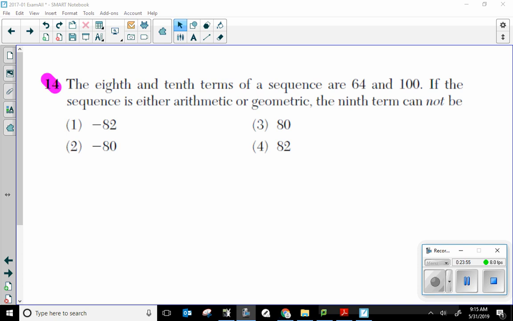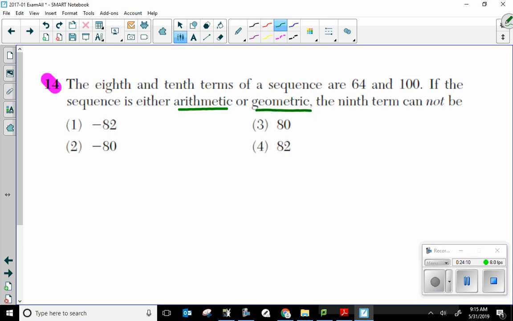Number 14. The 8th and the 10th terms of a sequence are 64 and 100. If the sequence is either arithmetic or geometric, it can be either one, the 9th term cannot be. 3 of these terms, either negative 82, negative 80, 80, or 82, can actually be the 9th term in the sequence between 64 and 100, either arithmetic or geometric. One of them cannot work for either one. All right, so let's go.